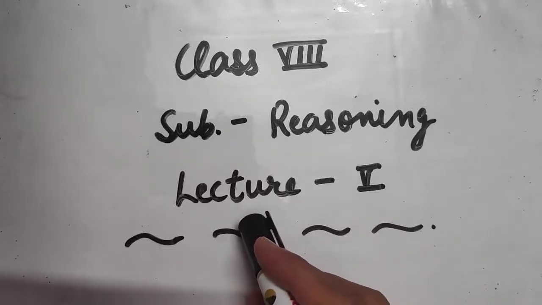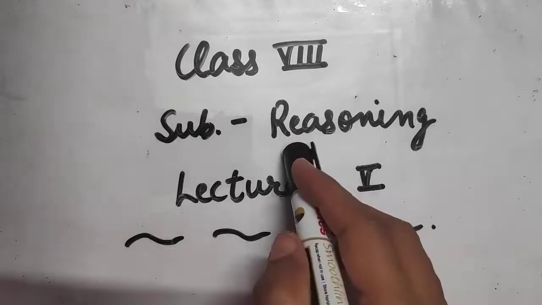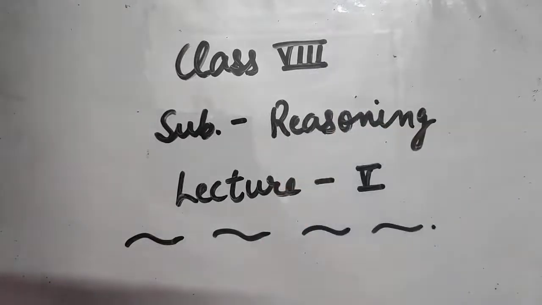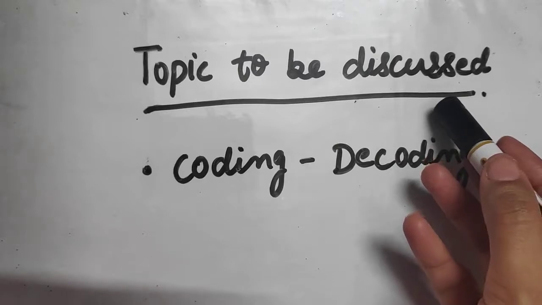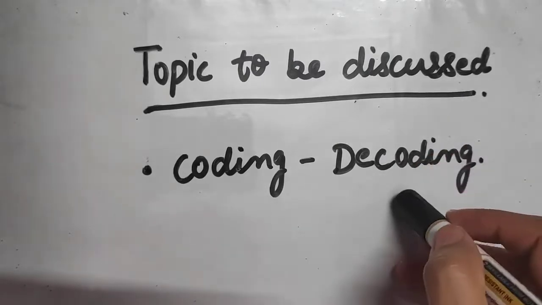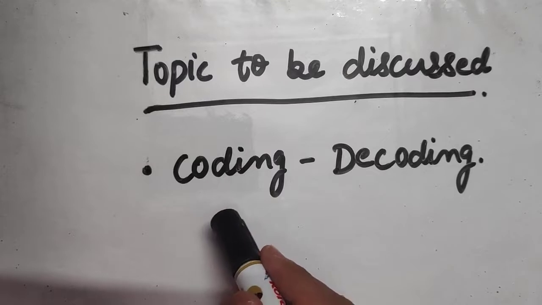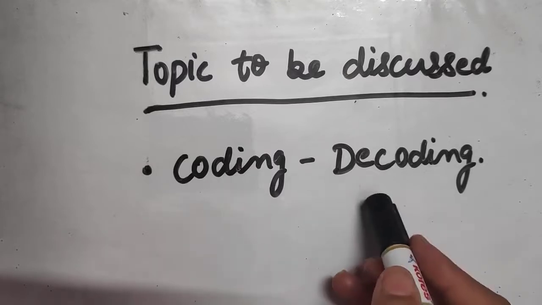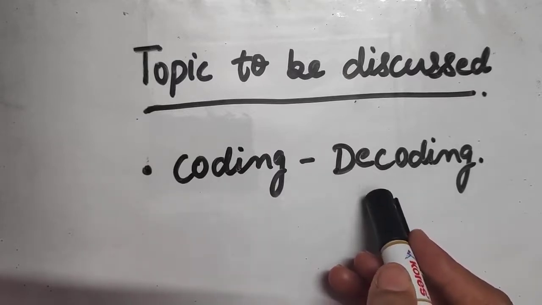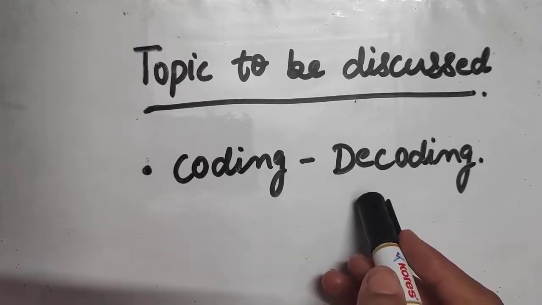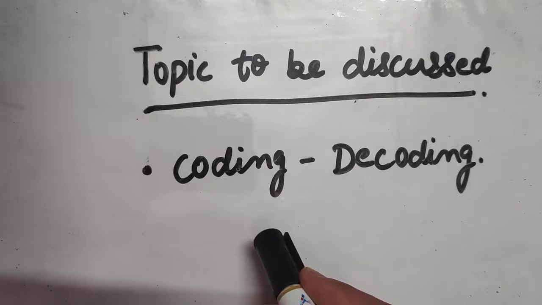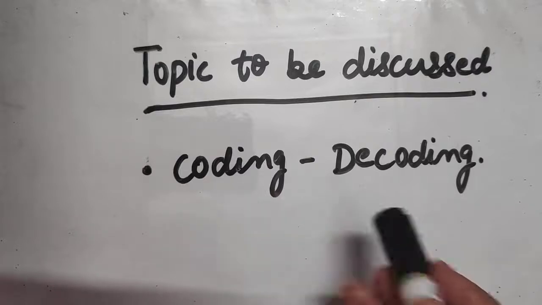Today I am here with lecture number 5 of Reasoning, Grade 8. The topic which I am going to discuss in this lecture 5 is coding decoding. So dear children, we shall discuss first the introduction part of this topic, and then after that we shall understand this topic with the help of a few examples. So let us get started now first with the introduction part.